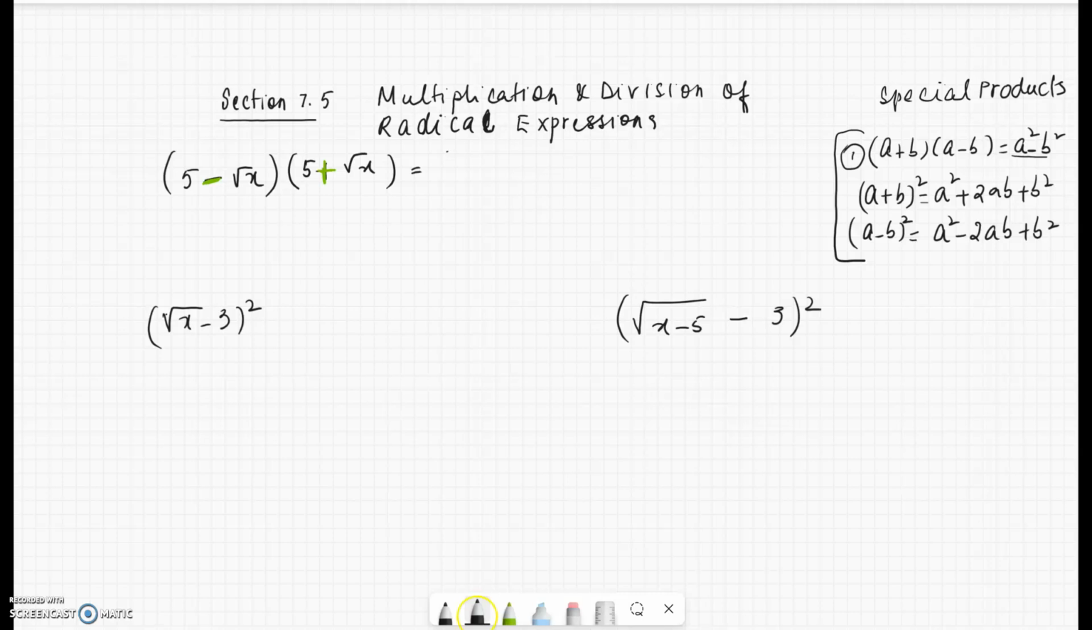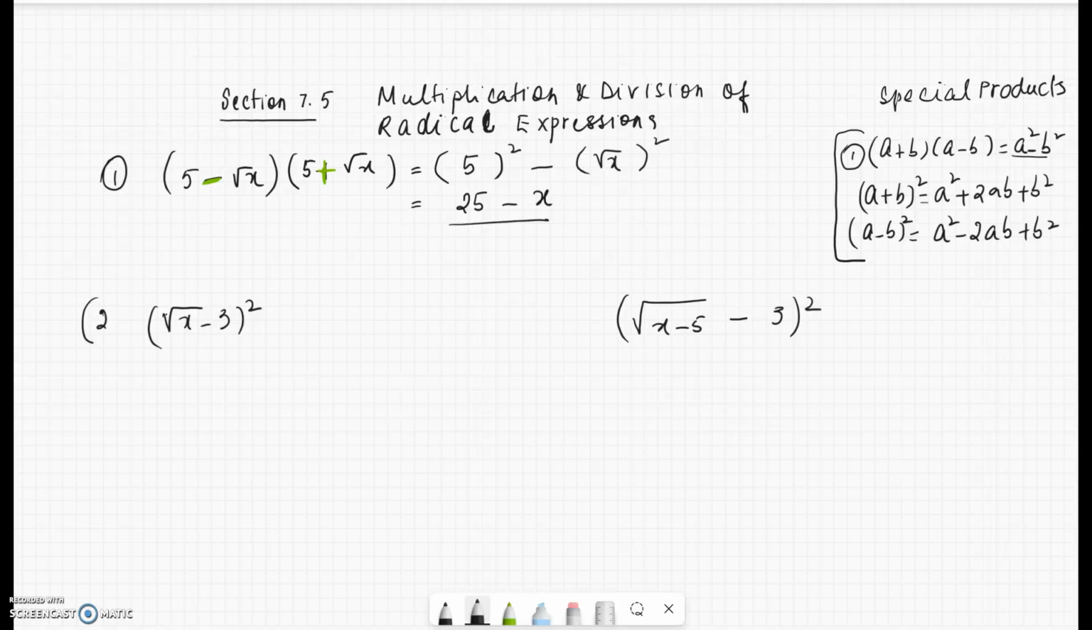So I don't have to do long multiplication. Don't need to use the FOIL method. I just go square the first minus square the second. So I have the first term is 5. The second term is radical x. I square the first, so I get a 25, minus square the second, which is an x. Square root the whole squared is an x. So we did the multiplication without actually doing all the work because we memorized these formulas. So that's our first one, a difference of squares.